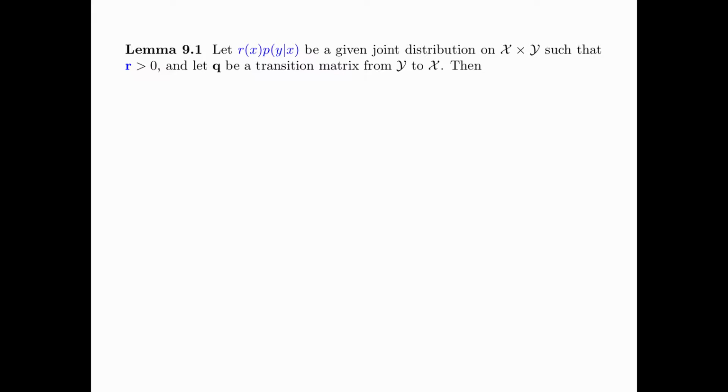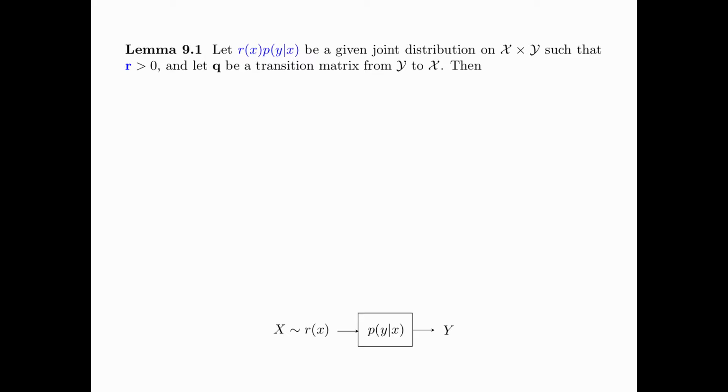Let R(x) P(y|x) be a given joint distribution on alphabet X times alphabet Y, such that R is strictly positive, that is, R(x) is strictly positive for all x. This is illustrated in the diagram at the bottom. Here R(x) is the input distribution to a channel P(y|x), where the random variable X is the input random variable, and the random variable Y is the output random variable.